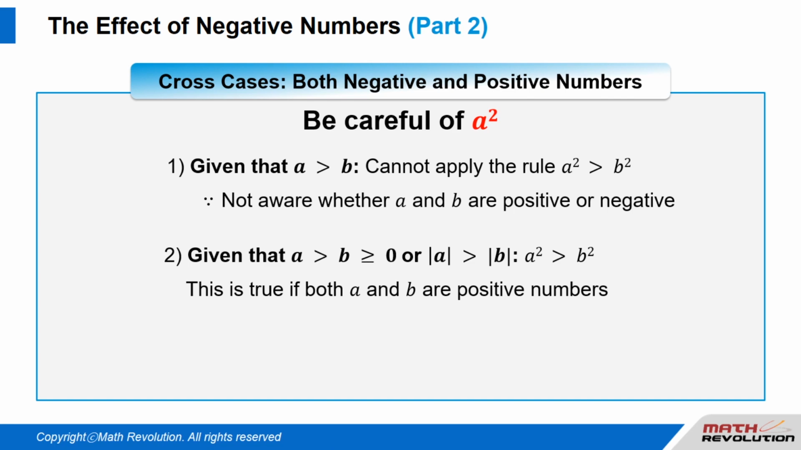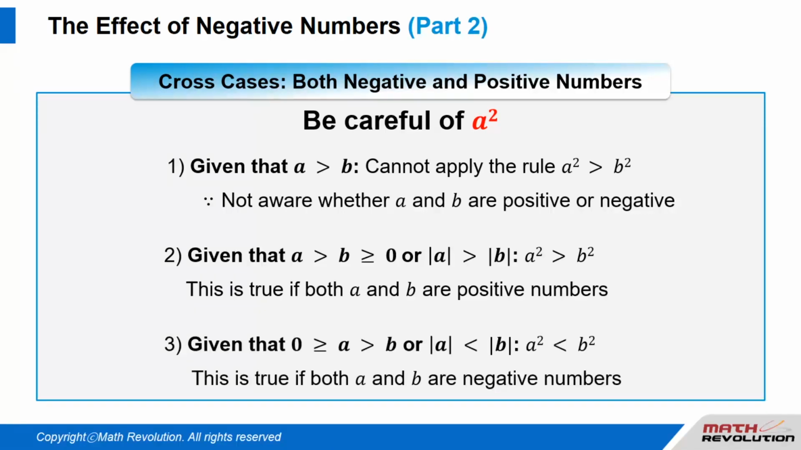This is true if both a and b are positive numbers. If we are given that 0 is greater or equal to a, which is greater than b, or absolute value of a is smaller than absolute value of b, then a squared is smaller than b squared. This is true if both a and b are negative numbers.